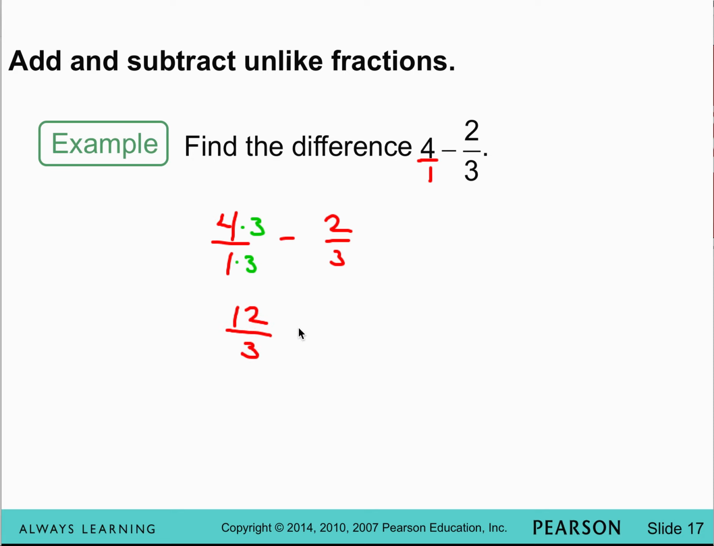12 divided by 3. Minus 2 over 3. The denominator's the same, so it stays the same in my answer. And then I have 12 minus 2 is 10. I check it to see if it'll simplify, but it will not. 10 and 3 don't have any common factors, right? 10 only has factors of 5 and 2.